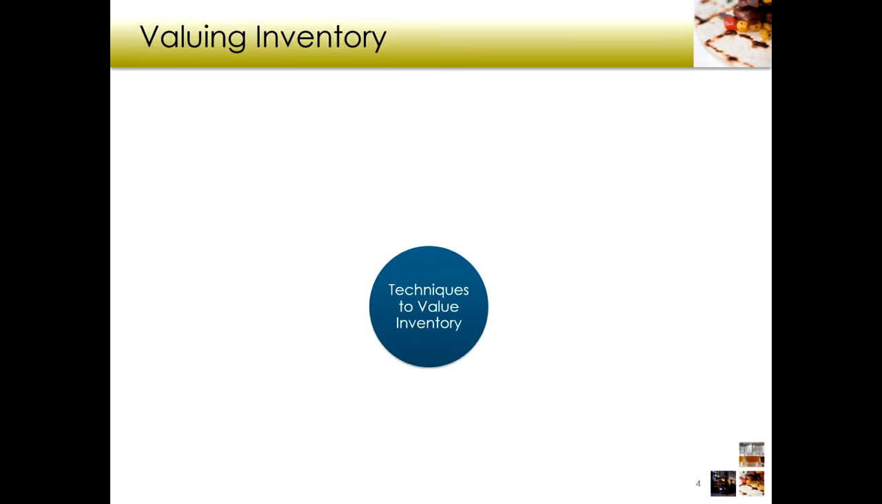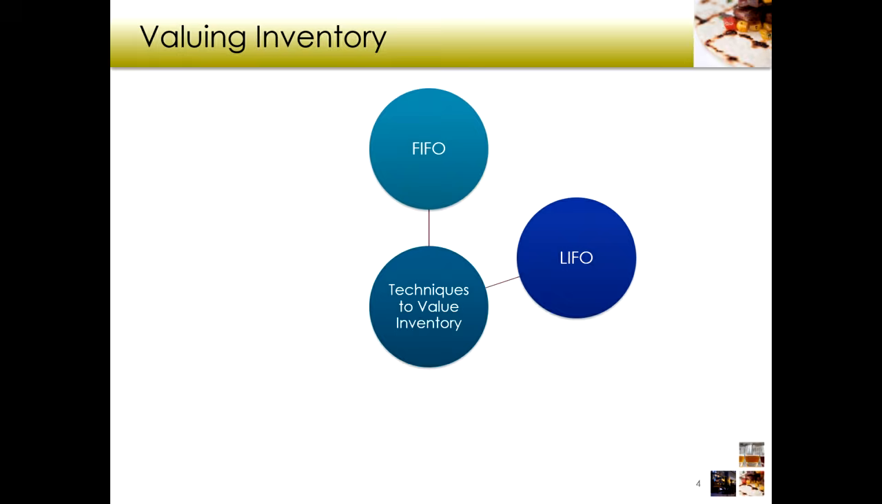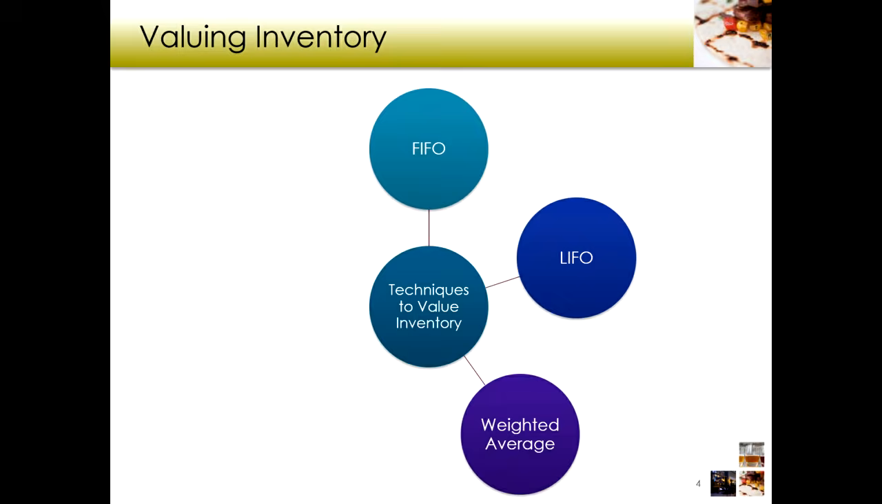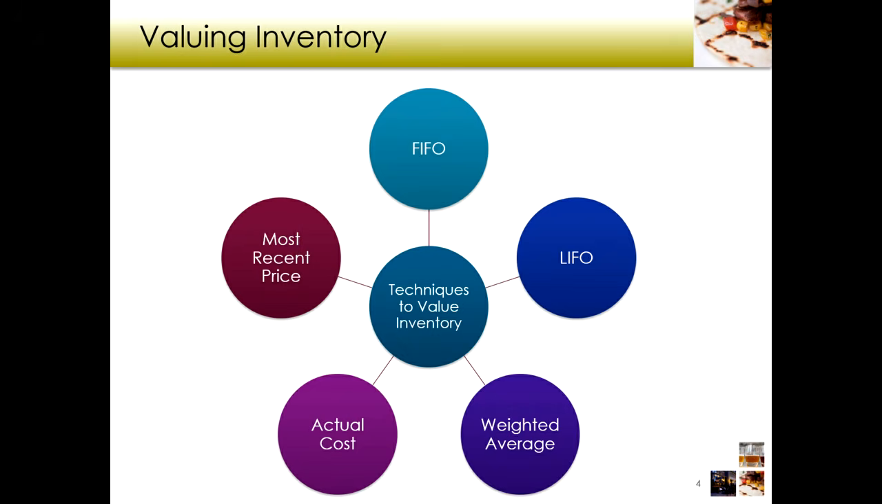The first one we're going to go through in this video is FIFO. It follows the natural flow of goods as you ordered them, and I'll explain it when we get to that section. As an overview, we also have LIFO, which stands for last in, first out, and I will explain that one in the next video. We have weighted average, actual cost method, and most recent price.